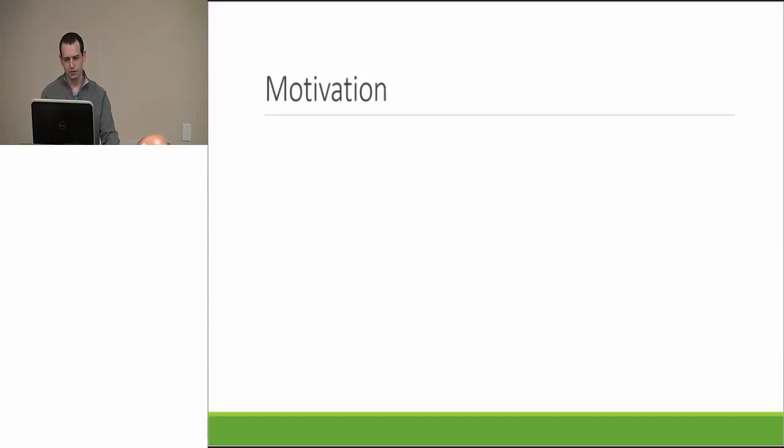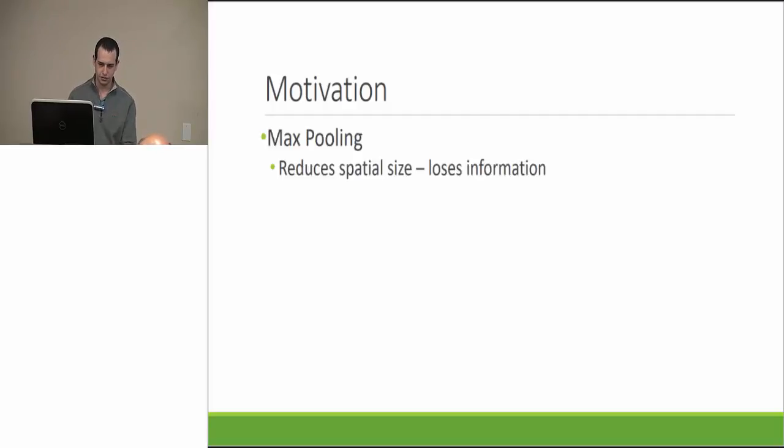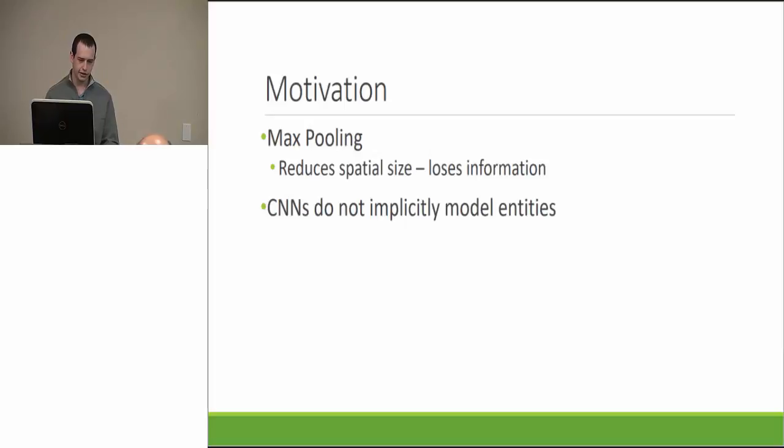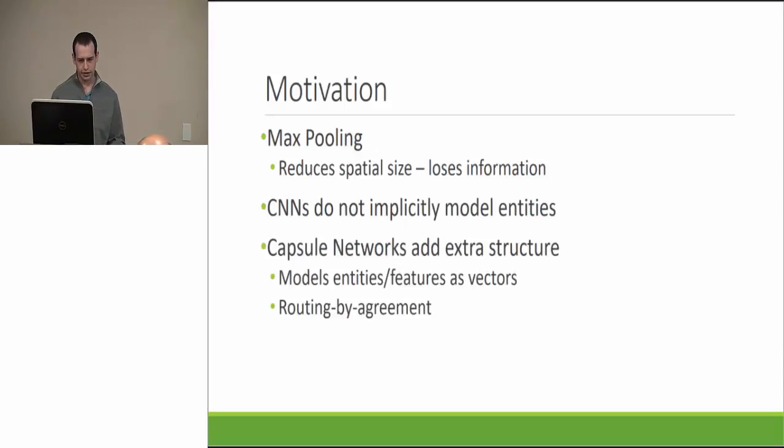So the motivation for this paper is that regular convolutional neural networks have certain issues. First off, when you use max pooling, although it reduces the spatial size of images and feature maps, you're losing valuable information. Also, even if you don't use max pooling, neural networks don't really implicitly model entities and relationships between entities. So what capsules do is they add extra structure to the network so that entities are modeled as vectors, and then these vectors are able to route by agreement. So you can model the relationship between these different features and entities.